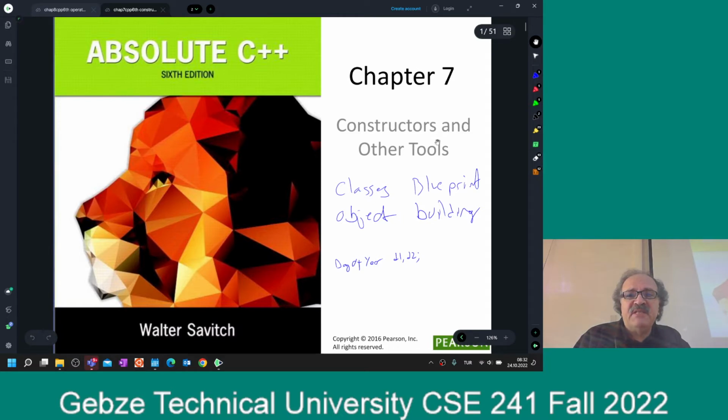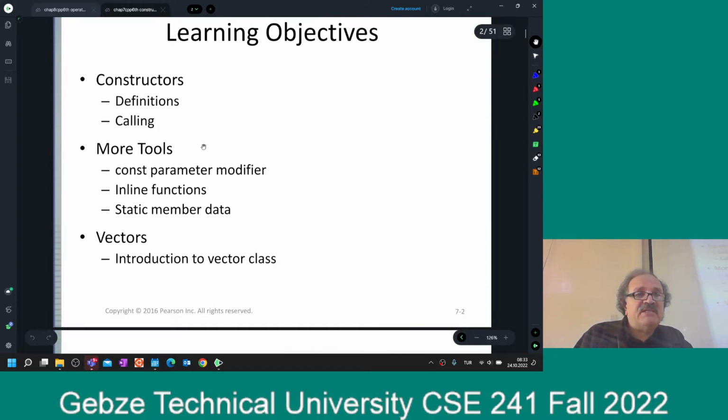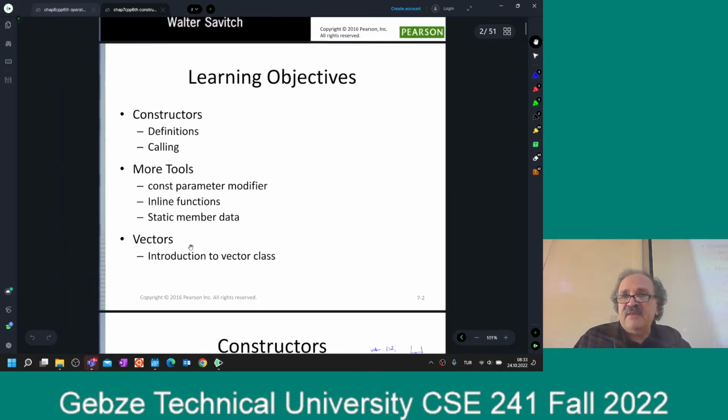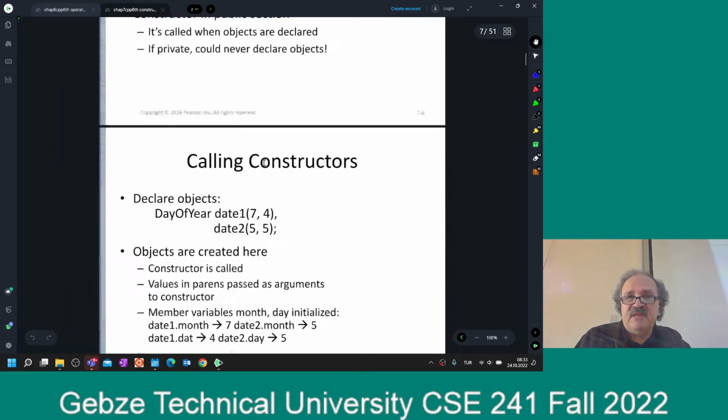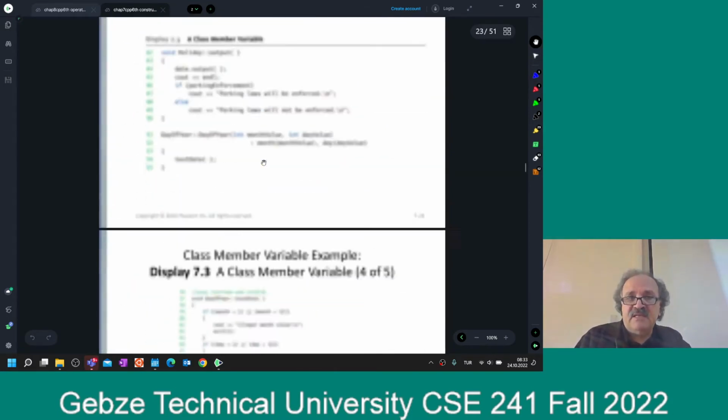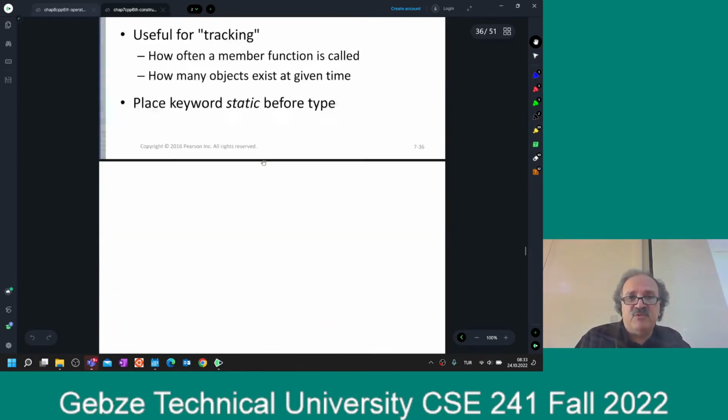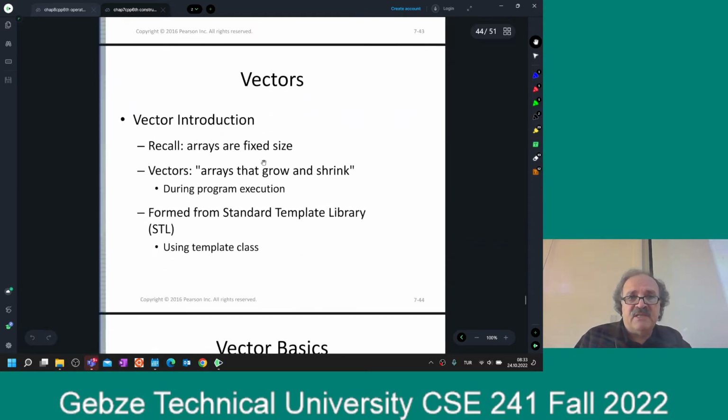Chapter number 7 was about constructors and some other supporting tools of the C++ programming language. We looked at constructors, their definition, and how to call them. Then we looked at inline functions, static data members, and static function members. At the end of the chapter, we looked at vectors, and I think we didn't finish up with the vectors yet. Maybe a little bit of an overview of vectors, and then I will start a new chapter.